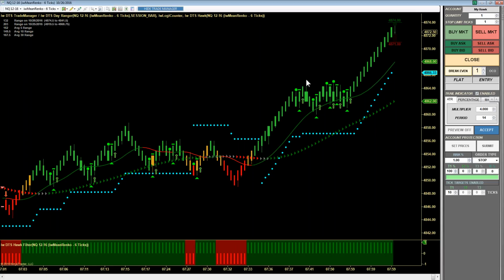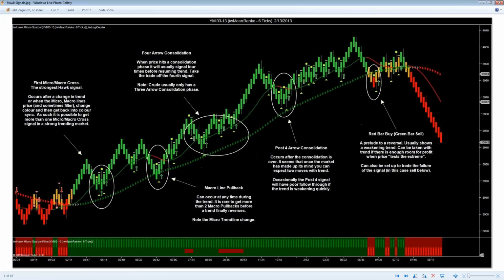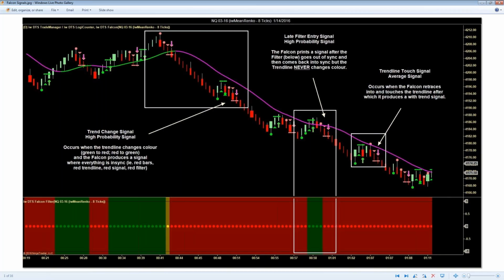But again, you rely on the probability of the signal itself. You go with your high probability signals, whether it's on your hawk or, sorry, where'd you go? Or your falcon. If you focus on your high probability signals, you're going to increase your chances of a profitable trade.